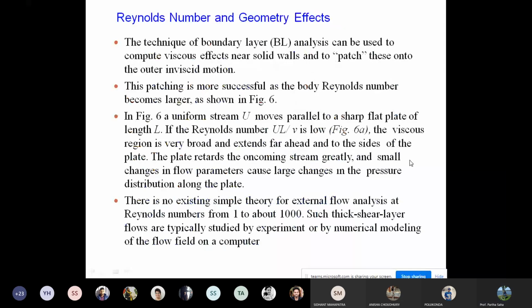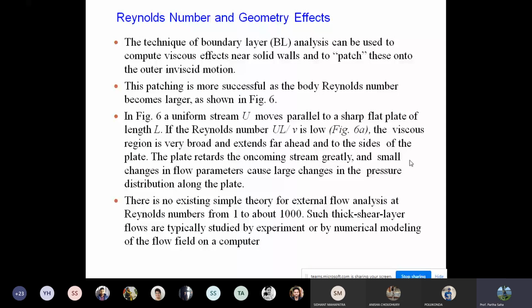So the technique of boundary layer analysis can be used to compute viscous effect near a solid wall and to patch this onto the outer inviscid region. Let's look into two examples and how you calculate the velocity profile when the Reynolds numbers are varying. In figure 6, we'll come to that. Let's look into this first and then we'll discuss it.